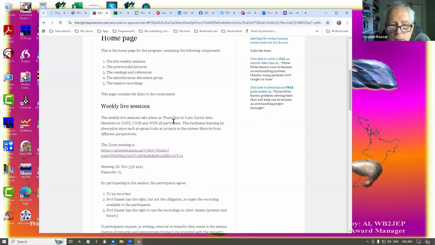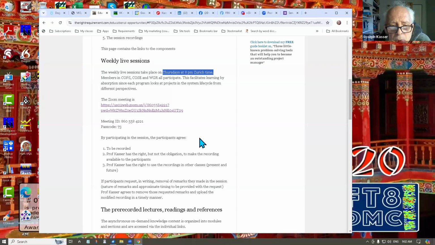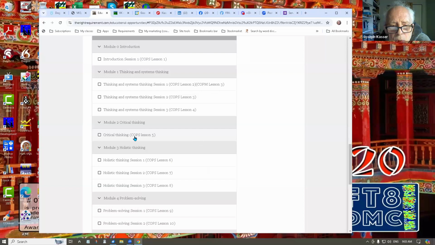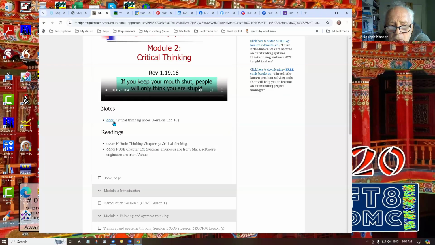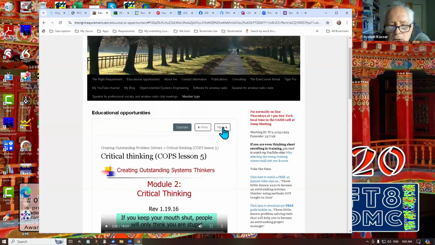That tells you where the weekly Zoom meeting is, the URL. It meets Thursdays at 8 p.m. in Zurich, which is about 2 o'clock in the afternoon Eastern time. It tells you where the pre-recorded lectures are, the discussion, the session recordings. And supposing I go down to one, critical thinking, it shows you the module on critical thinking. Here's where you can download the notes. Here are the readings, and go to the next class.